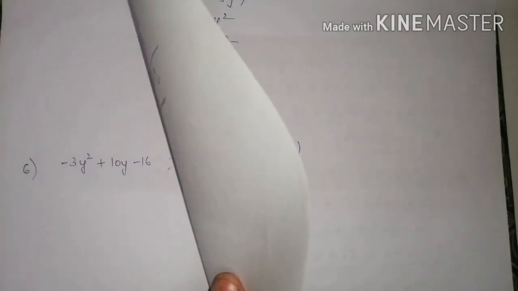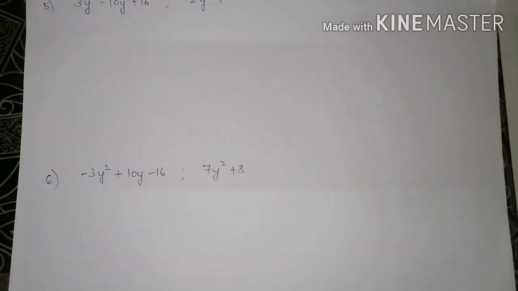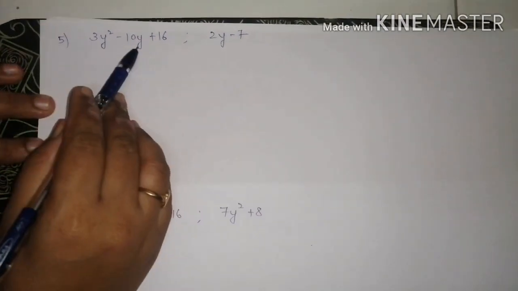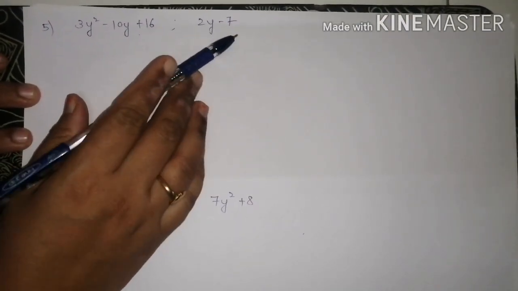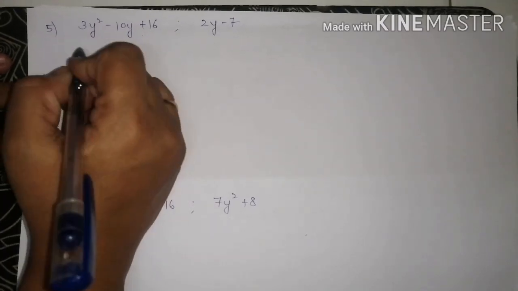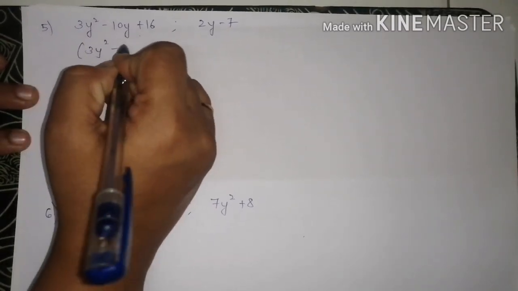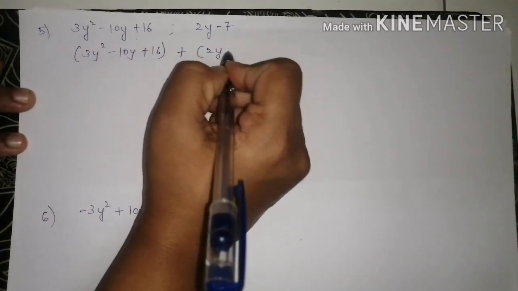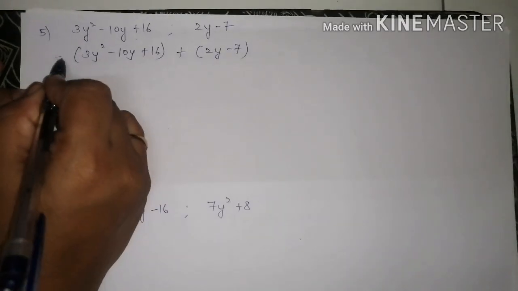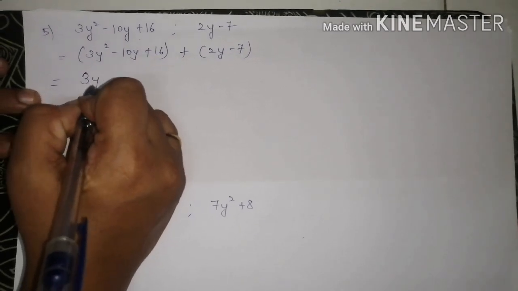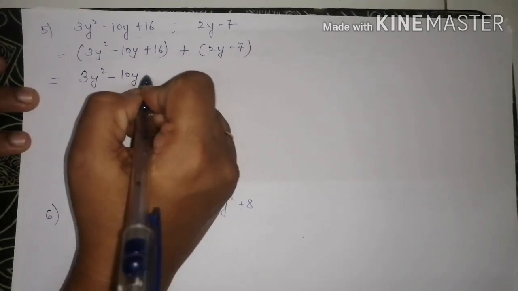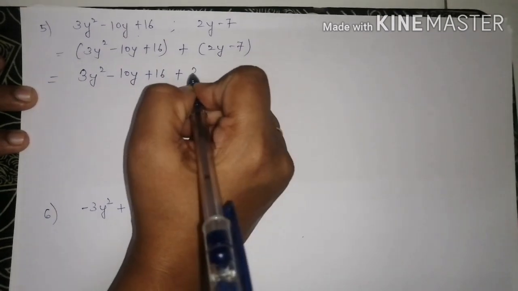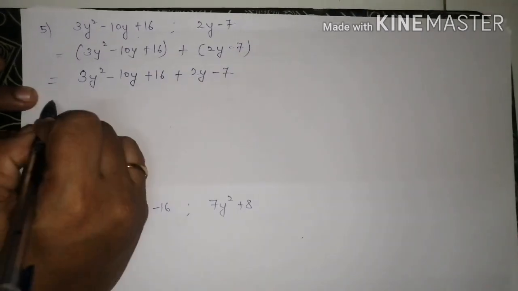Now let's move to the fifth sum. (3y² − 10y + 16) plus (2y − 7). Put them in the bracket with a plus sign in between them. Now next step, open the bracket: 3y² − 10y + 16 + 2y − 7. What is the next step?